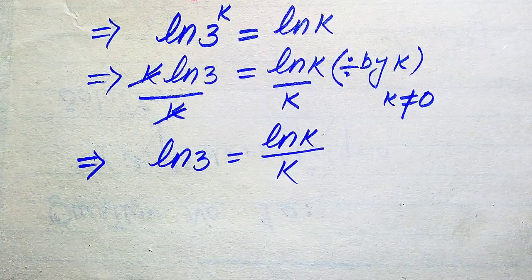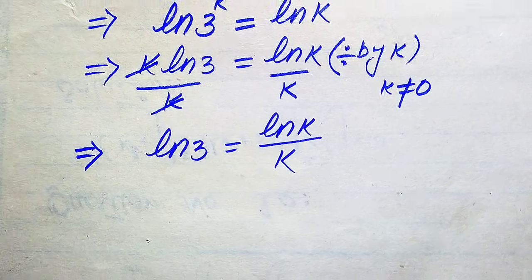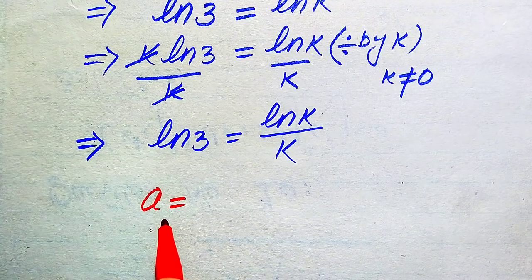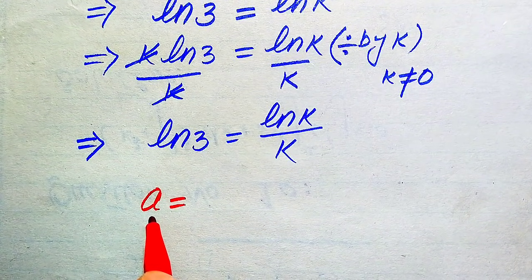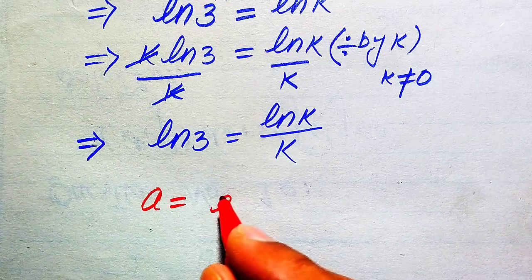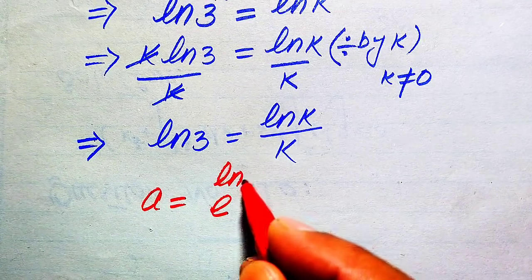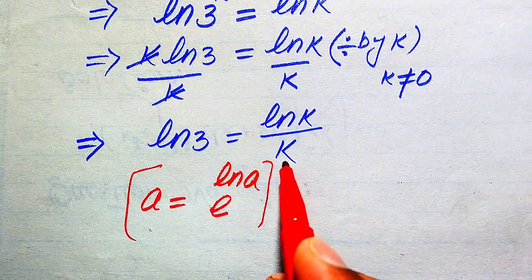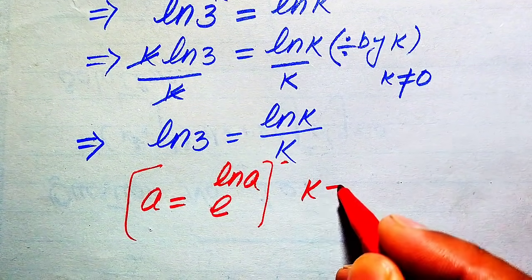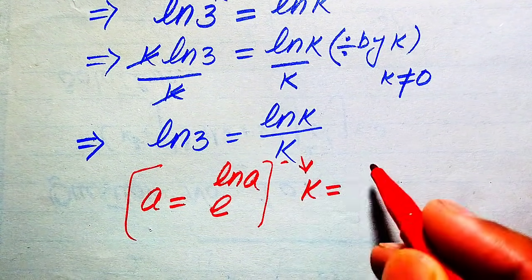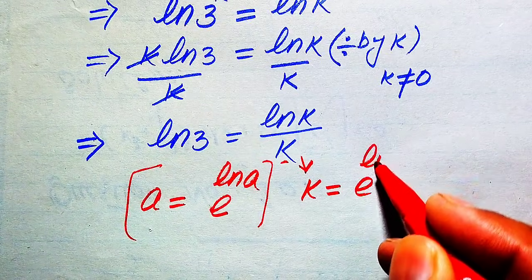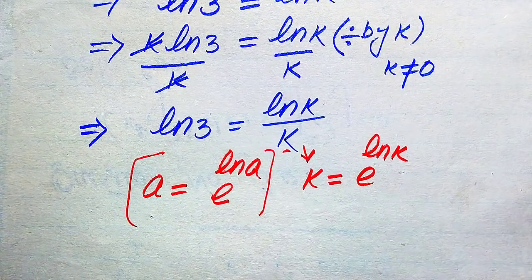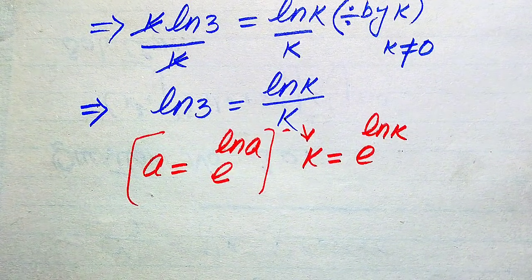And further in the next step, we know that if you have a number a, and we apply log and anti-log at the same time on this number, it will be written in this form, e to the power of log a. So according to this, we can write our k as e to the power of log k. So we replace k with e to the power of log k.